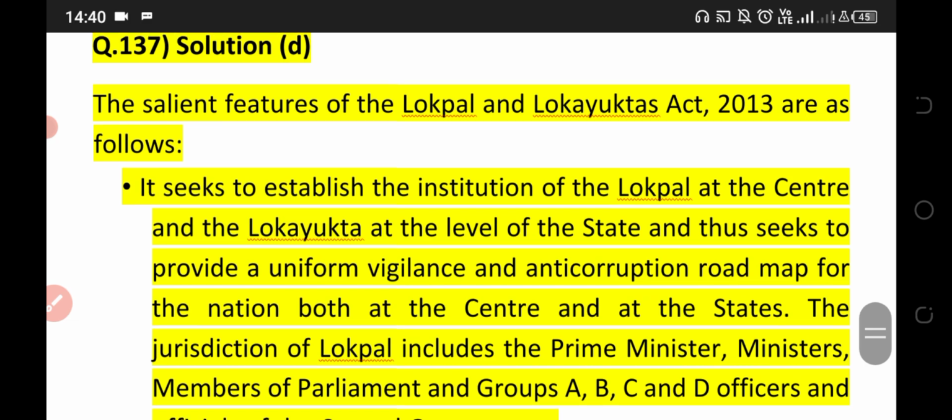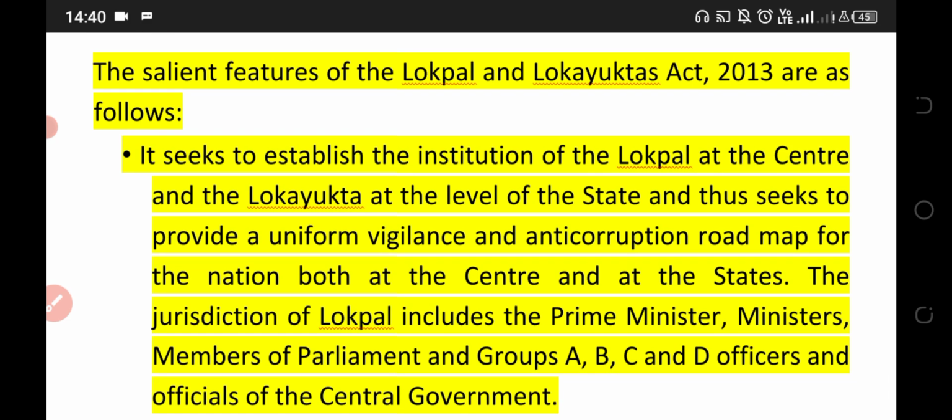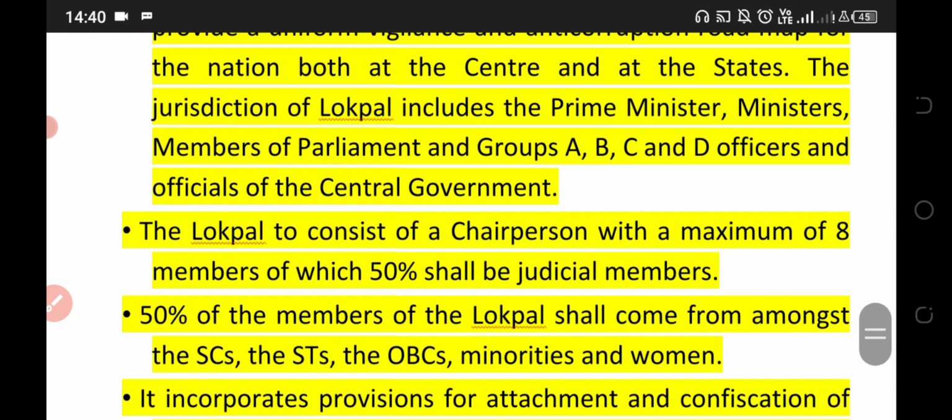Salient features of the Lokpal and Lokayukta Act 2013 are as follows. It seeks to establish the institution of Lokpal at the center and the Lokayukta at the level of the state, and thus seeks to provide a uniform vigilance and anti-corruption roadmap for the nation, both the center and the states. The jurisdiction of the Lokpal includes the Prime Minister, ministers, Members of Parliament, and group A, B, C, D officers and officials of the central government.